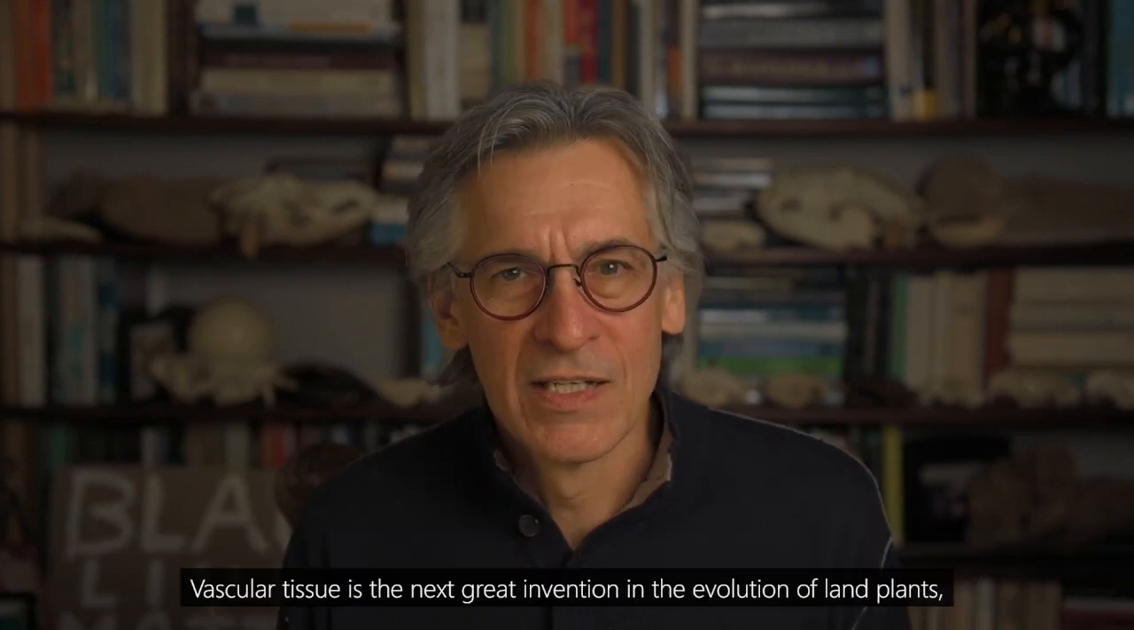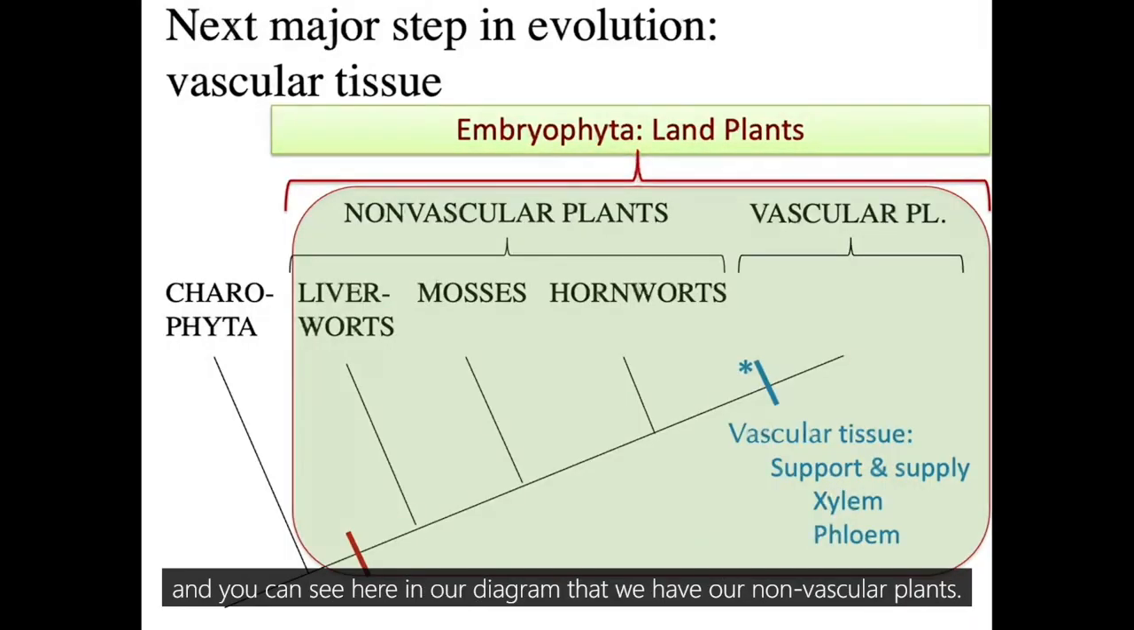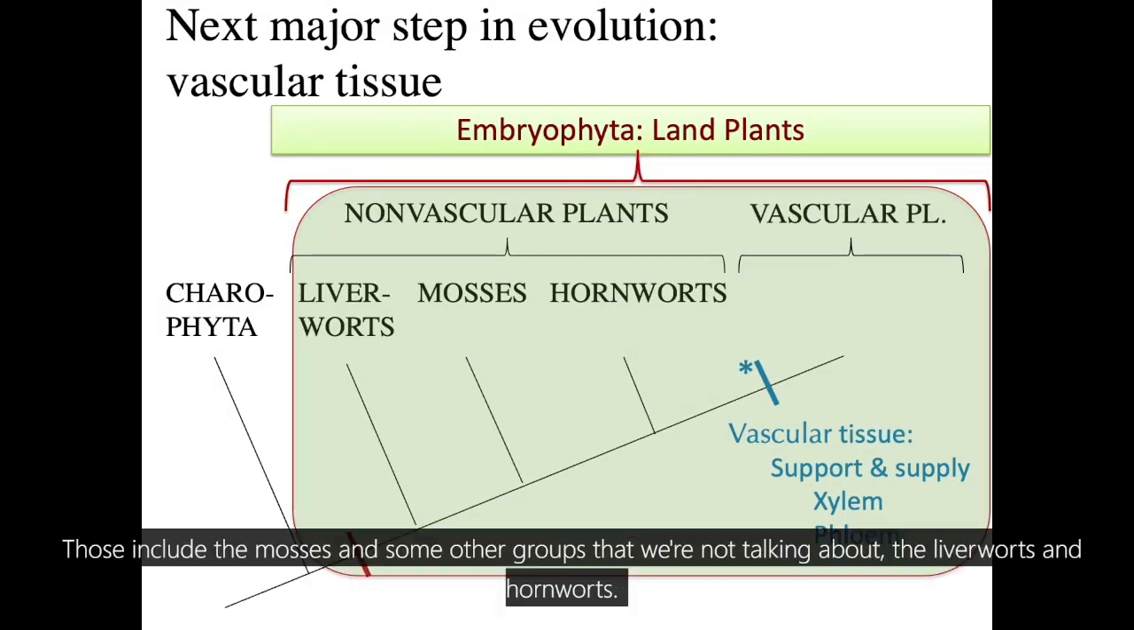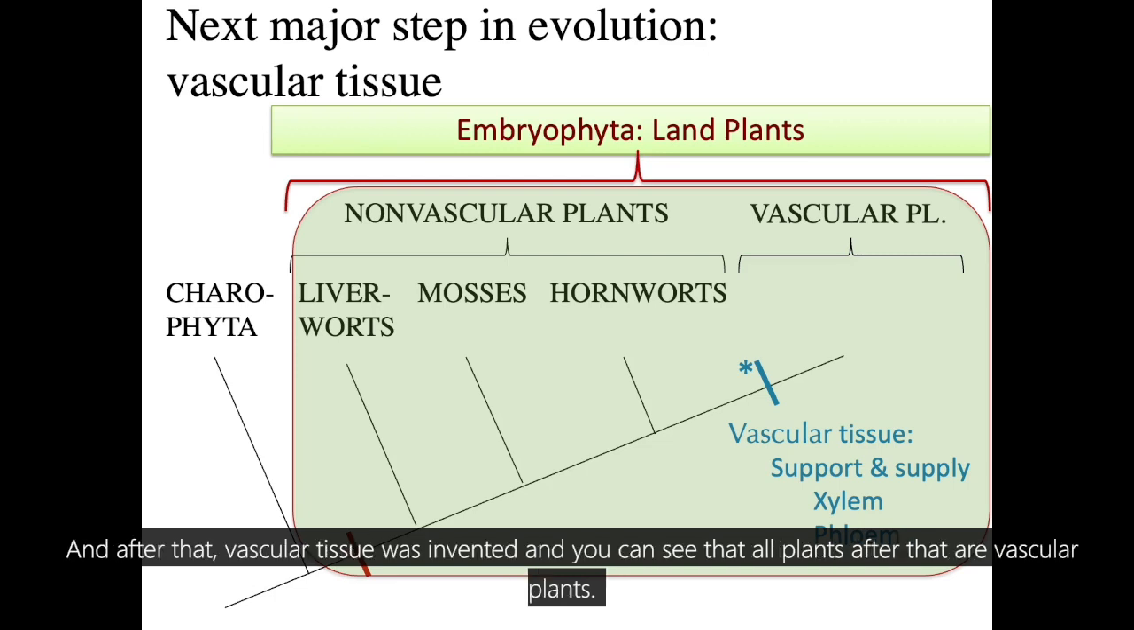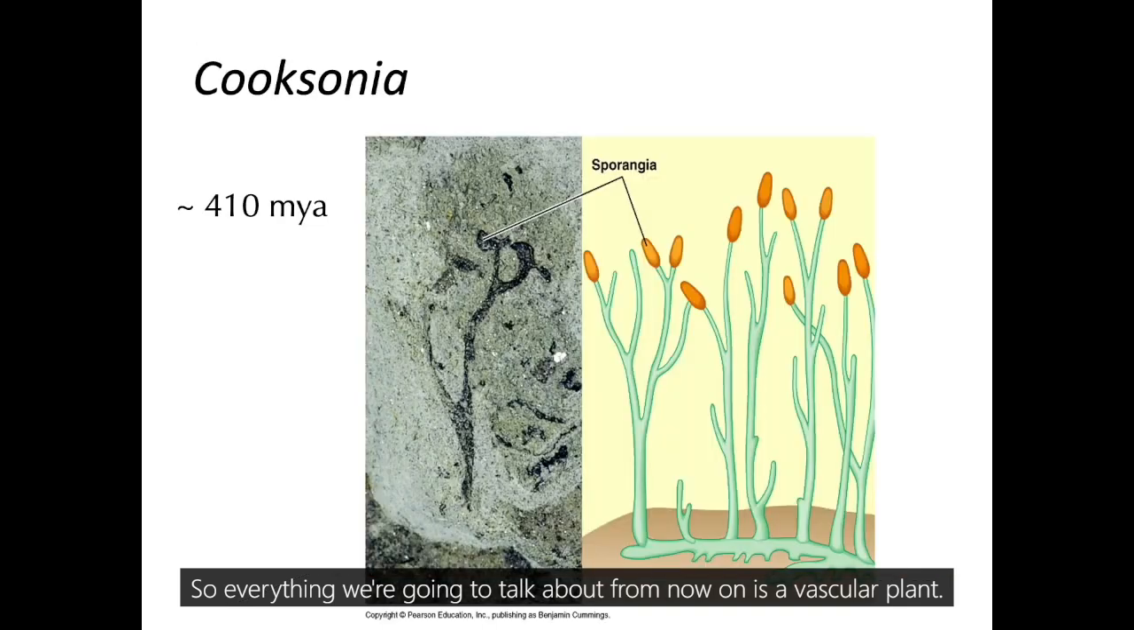Vascular tissue is the next great invention in the evolution of land plants. And you can see here in our cladogram, our diagram, that we have our non-vascular plants. Those include the mosses and some other groups that we're not talking about, liverworts and hornworts. And after that, vascular tissue was invented. And you can see that all plants after that are vascular plants. So everything we're going to talk about from now on is a vascular plant.